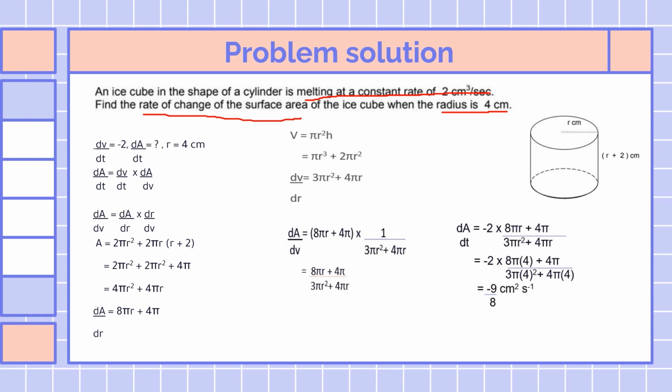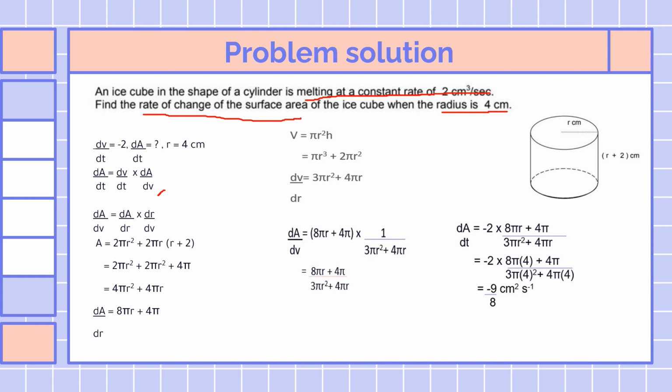So, we can define dV over dt is equal to negative 2 cm cube per second, because the question mentioned that it is melting at a constant rate of 2 cm cube per second. The question asks for dA over dt. To find dA over dt, we need to multiply dV over dt with dA over dV. We don't know dA over dV, so we need to find it. To find dA over dV, we multiply dA over dr with dr over dV.